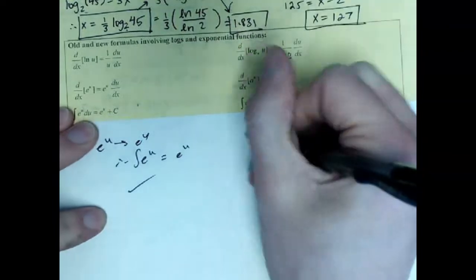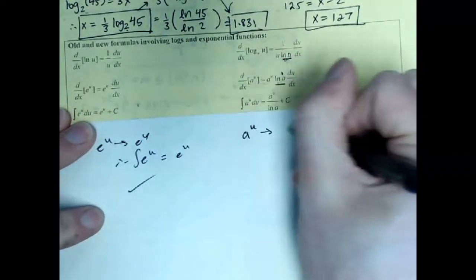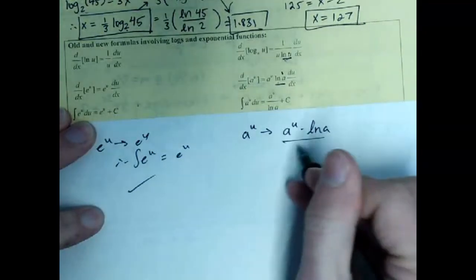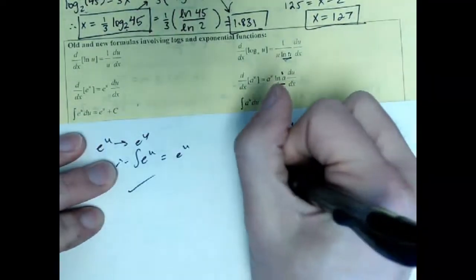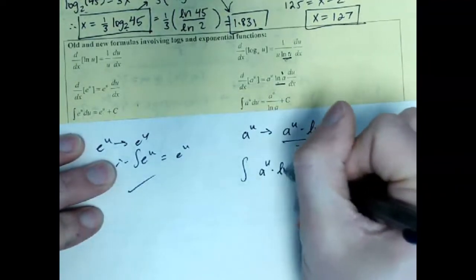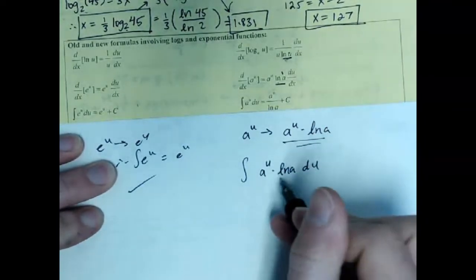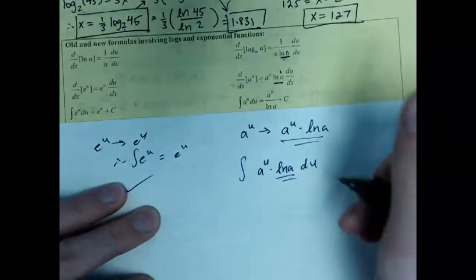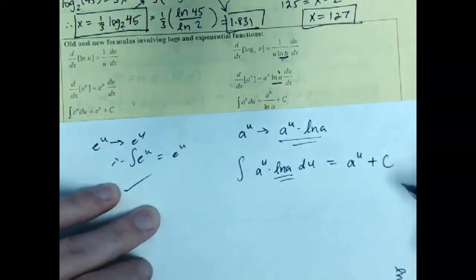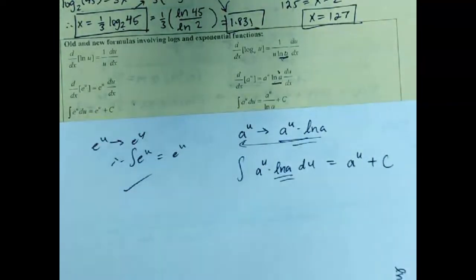So if I have a to the u, we just did this. It's a to the u times ln of a, right? That's what the derivative is supposed to be. So if I was integrating, and if I had a to the u times ln of a du, like if you had this number like you're supposed to, then it would integrate to a to the u plus c, right? Because you're just working backwards. You would just be undoing the derivative.